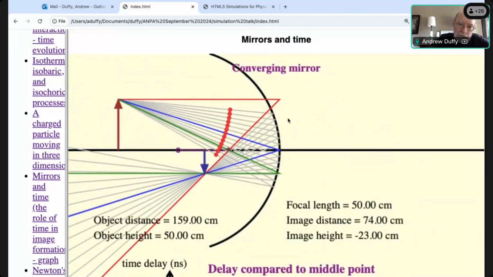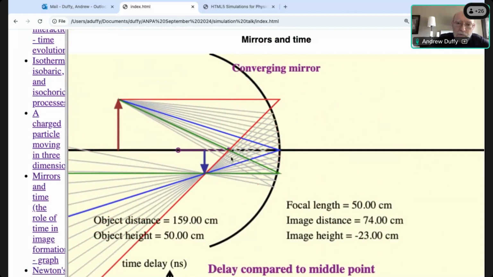Again, they'll hit the mirror at different times. That doesn't matter, but the mirror kind of recenters the rays on this point. And then you see they all arrive at that image at the same time, and then they diverge away as if the light's diverging away from a real object.